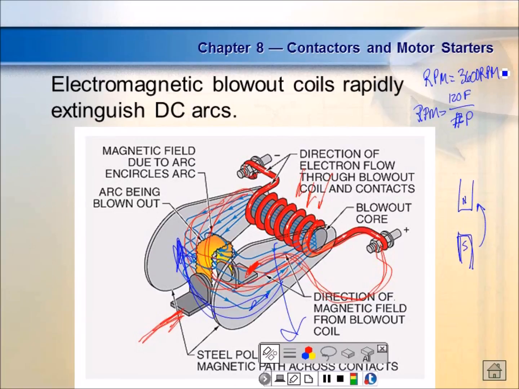So what are they doing? They can't change 120. That's a constant. They can't change the frequency because Alabama Power determines the frequency. So how do I change the speed of this motor? Huh? Somebody said we change the number of poles. And that's why we have a different connection for high speed, low speed, and medium speed, right? You understand that? So what you're doing is you're changing the number of poles.